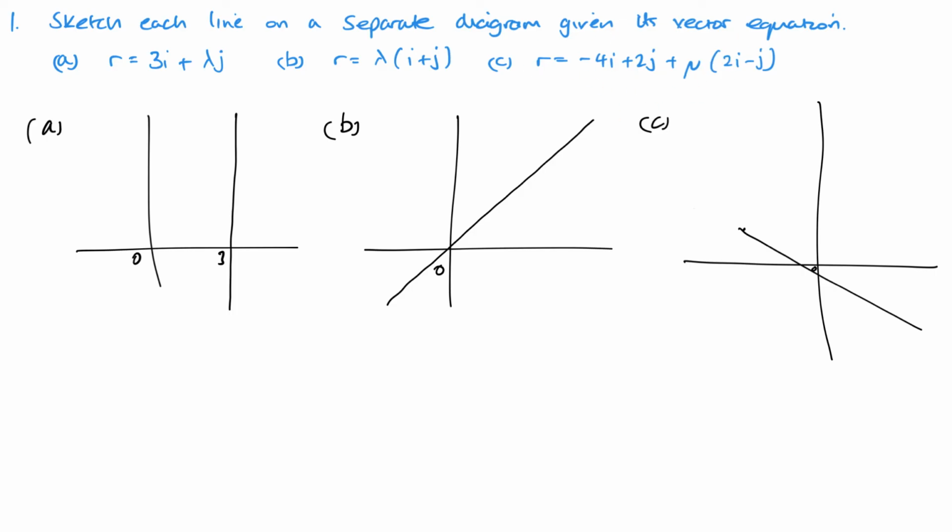Looking at this one, starting coordinate minus 4, 2, which is why I went across and up. And then the direction is 2 to the right, 1 down, 2 to the right, 1 down. So it's that direction there.